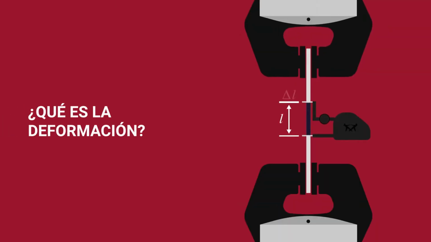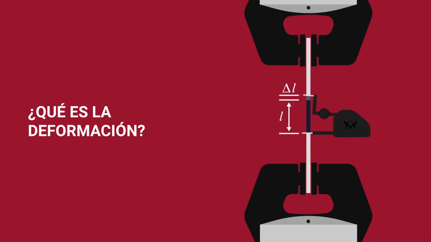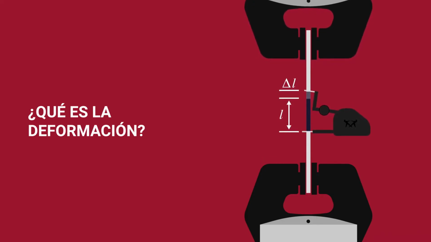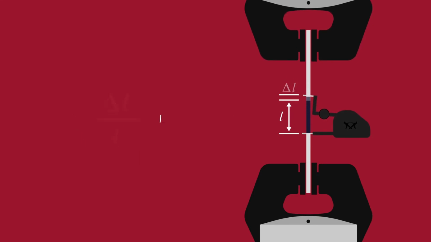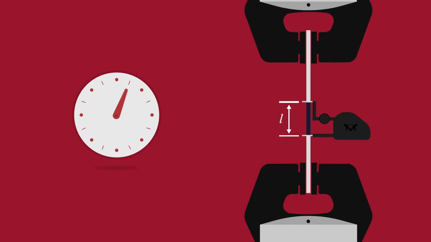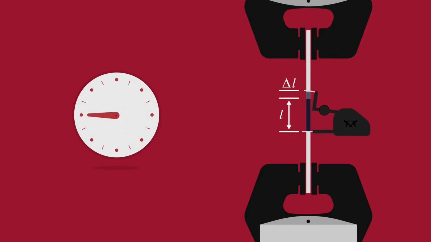Strain is defined as the extension of a material when subjected to a force. We calculate strain by taking the material's change in length and dividing it by its original length. Now let's define strain rate. It is strain per unit of time. How do we display strain rate?